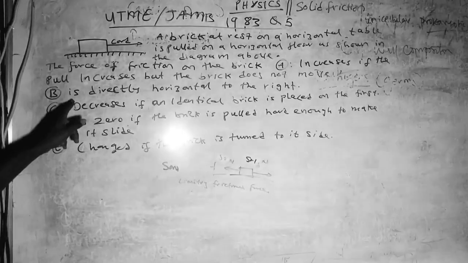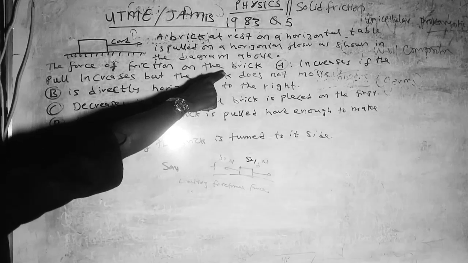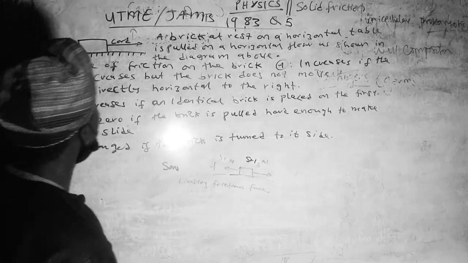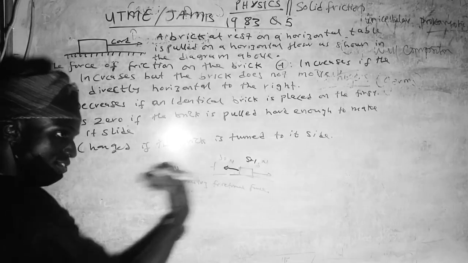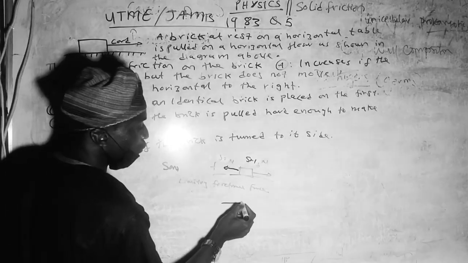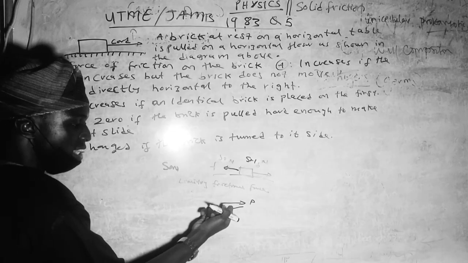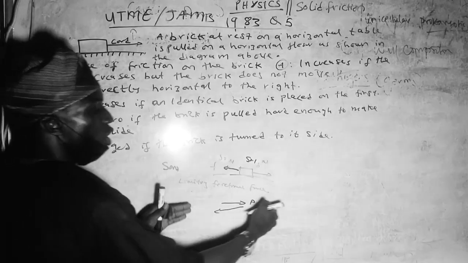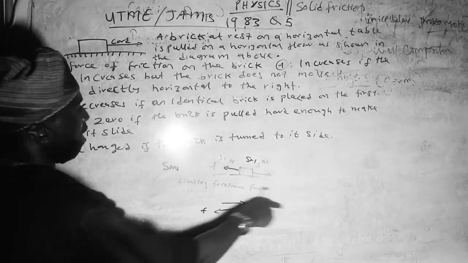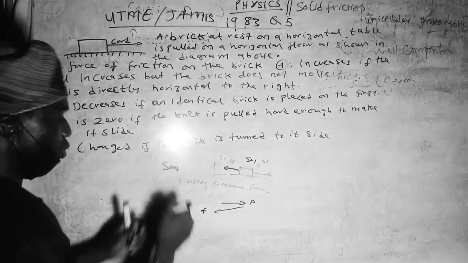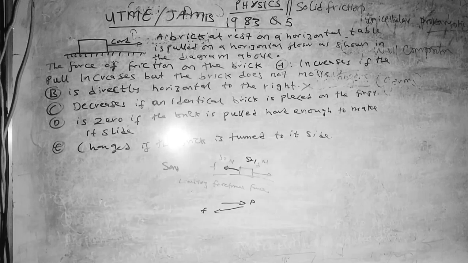So let's go. Option B says the force of friction on the brick is directly horizontal to the right. You are pulling it to the right. Where will the friction go? The opposite direction, to the left, in the horizontal. If you have an applied force like this, your frictional force will be parallel to the applied force, in the horizontal direction, but in the opposite direction. So your friction is supposed to go to the left, not right. No. Friction must oppose your applied force.